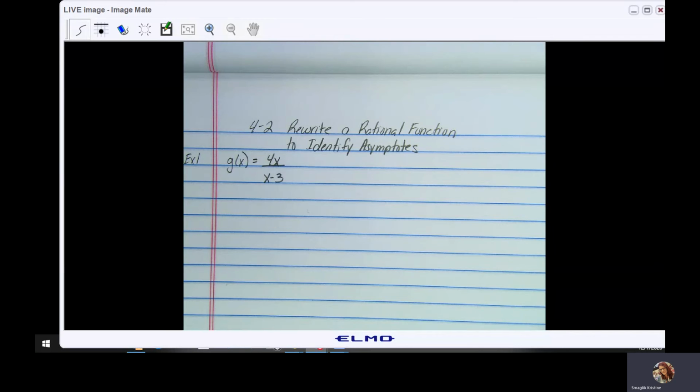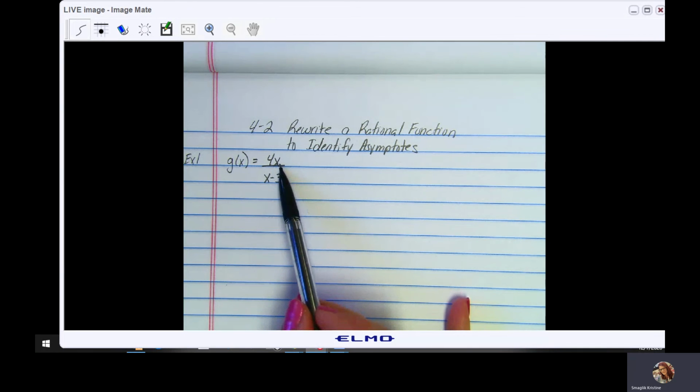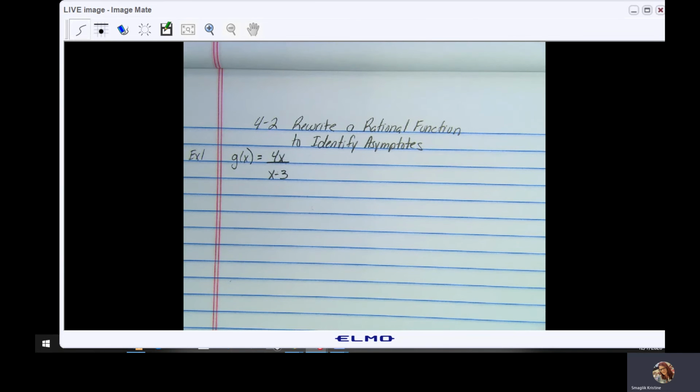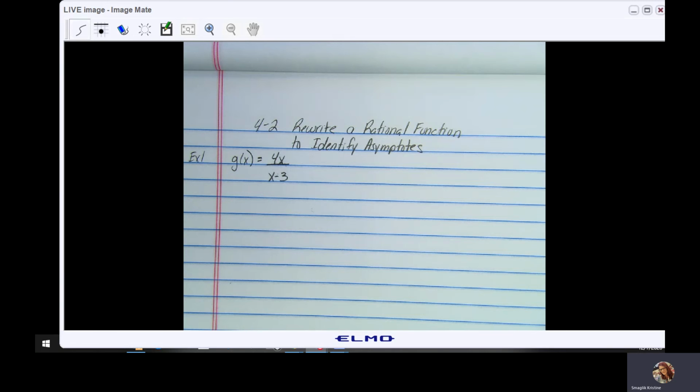4.2, rewrite irrational function to identify asymptotes. Looking at my function here, notice I don't have a constant in the numerator. In order to graph this and find my horizontal asymptotes and my vertical asymptotes, I really need to get this in a different form to where I don't have a variable in the numerator. So we can easily do that by using long division.